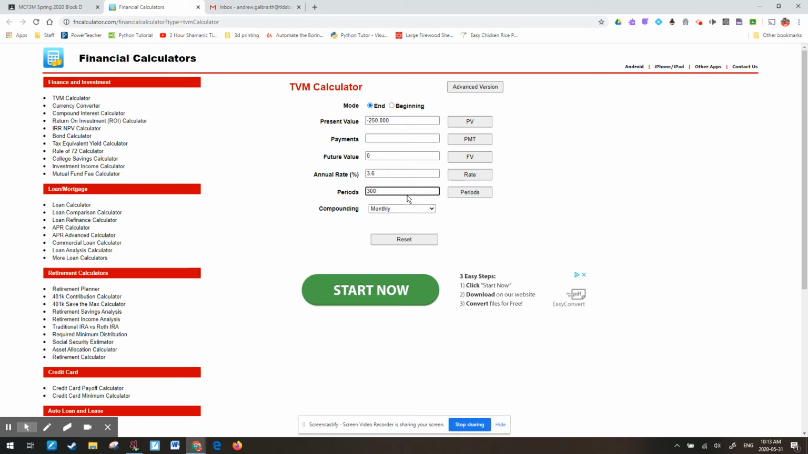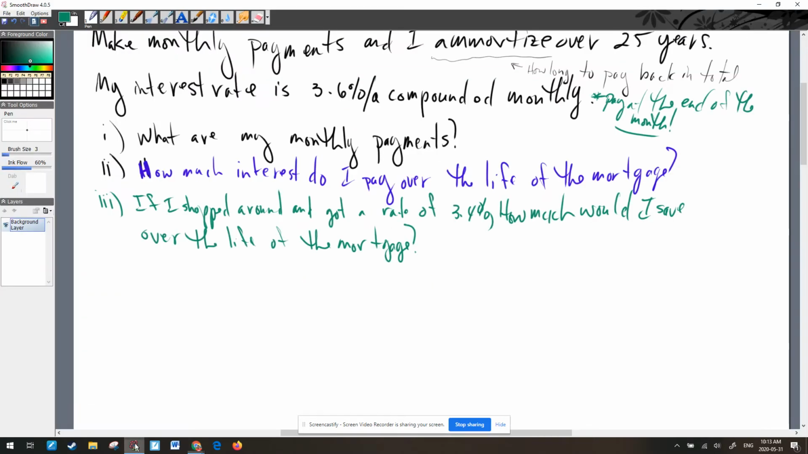So I want to solve. I'm going to press PMT, and I'm going to have to make monthly payments of $1,265.01. So question one, the payment is equal to $1,265.01 per month. Okay, it's a lot, but that's extremely realistic.